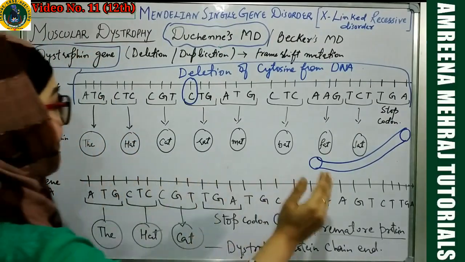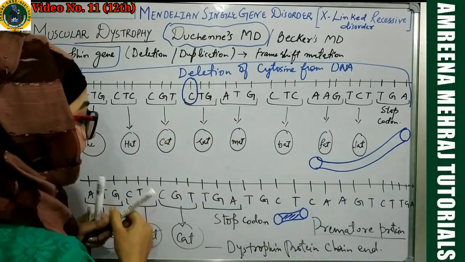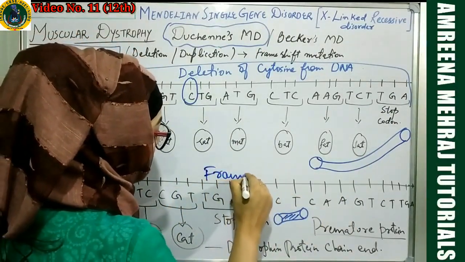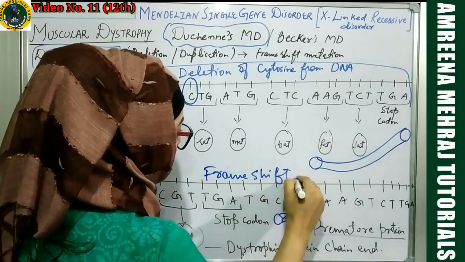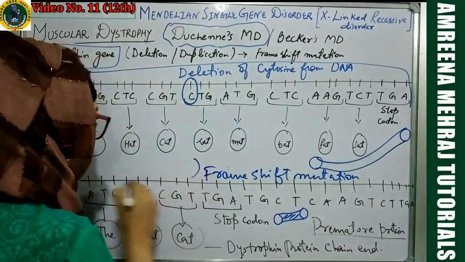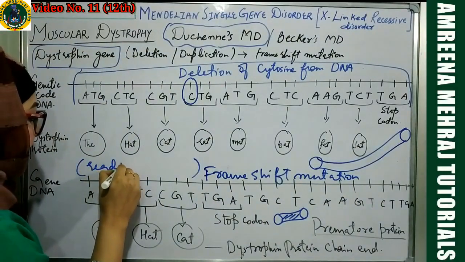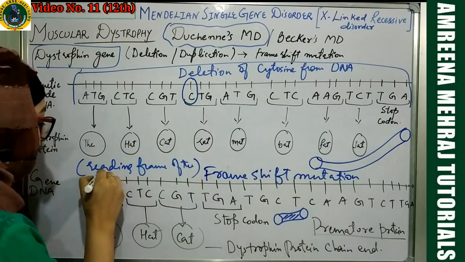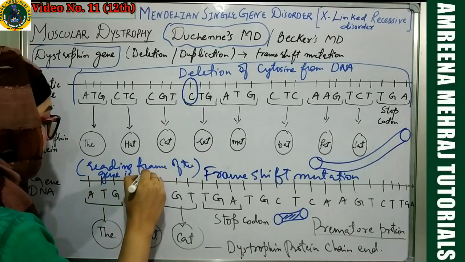What is happening here? Deletion. Once deletion is happening, which type of mutation is happening? It is the frame shift mutation. Which mutation is this? Frame shift mutation, because the reading frame of the gene is changed.